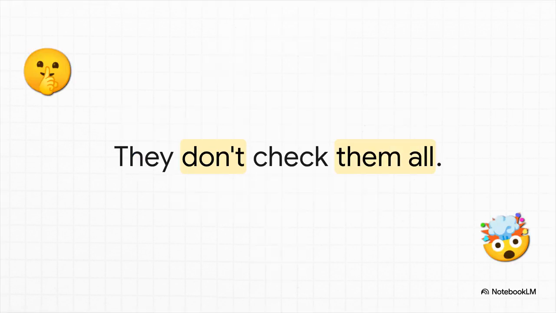And here's the big secret. They don't. They can't. It would be physically and financially impossible to do. So, if they aren't checking everything, how can they sign off on the numbers with any kind of confidence? Well, that's where the magic of sampling comes in.